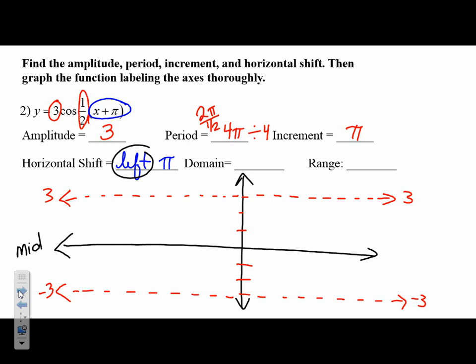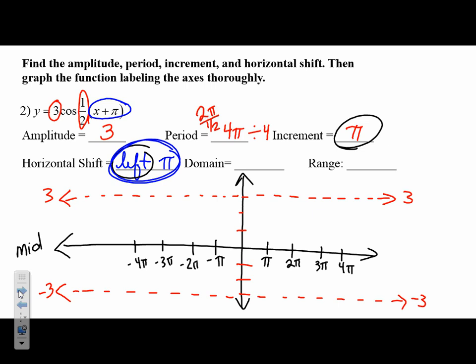And now we should label our x-axis by the increments that we decided. Increment is pi, so we're going to label pi, 2 pi, 3 pi, 4 pi, and again, we may not use all of these. -pi, -2 pi, -3 pi, and -4 pi. And now let's apply that shift. The shift says we're going to go to the left pi. So if I go to the left to the pi, that would be right here. And I'm going to draw in this axis here with a new color. Okay, that represents the shift over. So that's going to be the starting spot where I start graphing my wave.